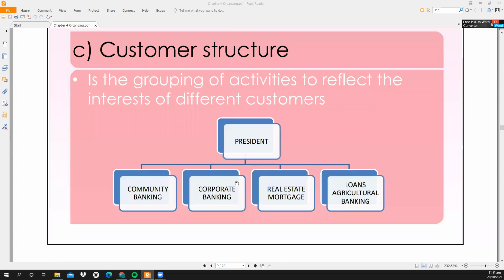Okay, next, customer structure is the grouping of activities to reflect the interest of different customer. So, president, okay, so more likely sa mga bangko ito kung bangko yung business natin. So, meron tayong community banking, corporate banking, real estate mortgage, and then loan and agricultural banking.